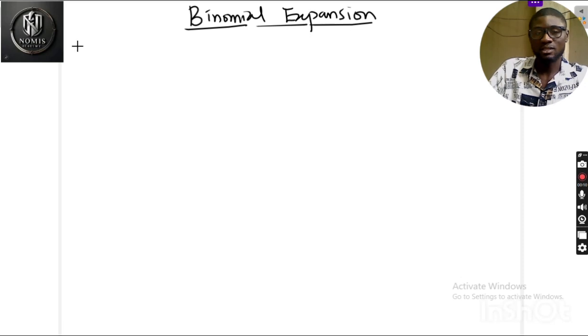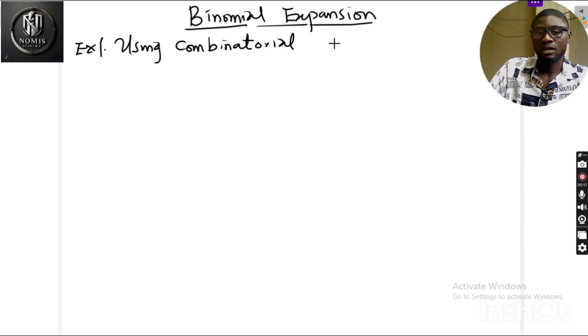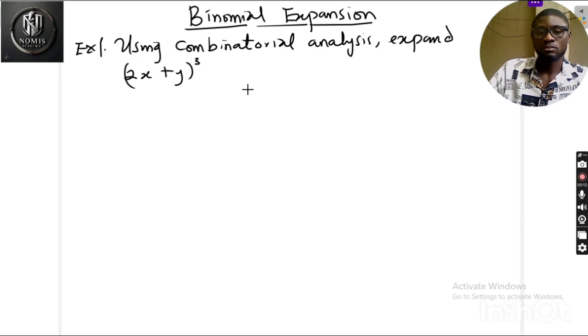Example number 1 says, using combinatorial analysis, expand (2x + y) raised to power of 3. So let's get into the solution.